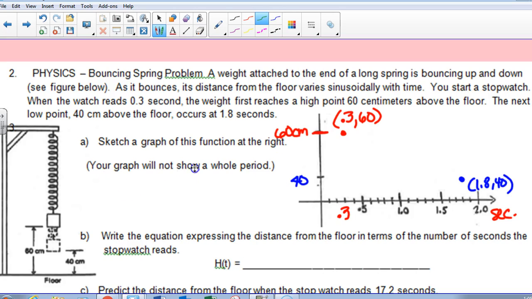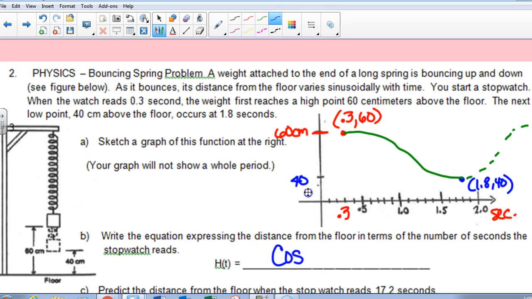It says your graph will not show a whole period. So this is half a period. If our paper went out far enough, we could continue and draw the rest of it, right? But can we, even by just that little sketch of half a period, come up with an equation that should match it? Okay. Which function do you want to use? Go with cosine again. Okay.